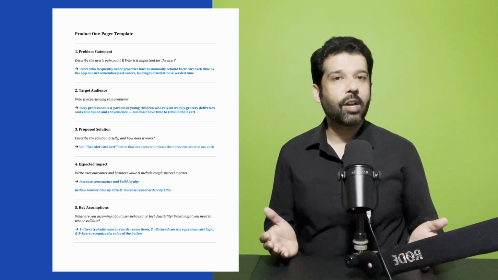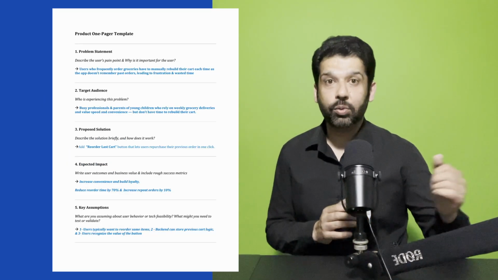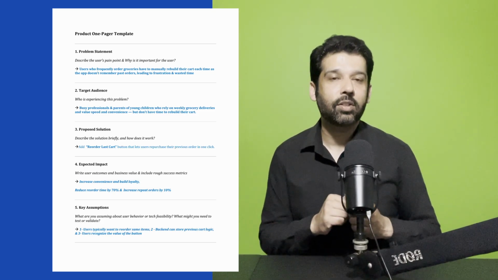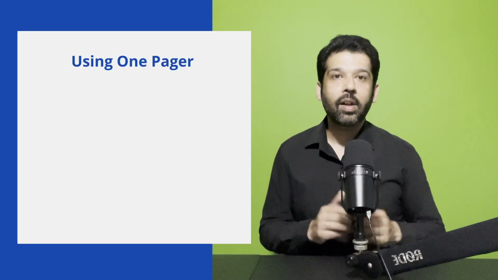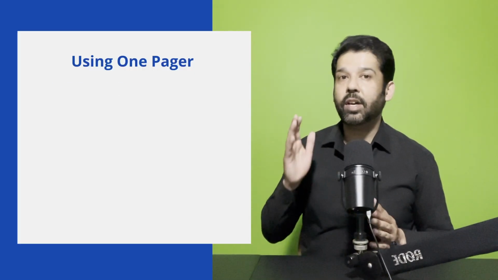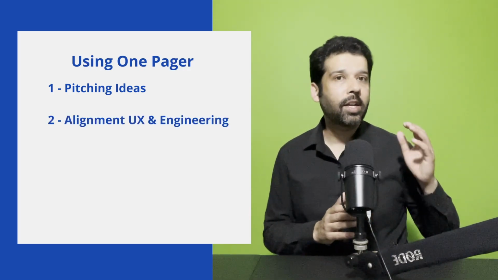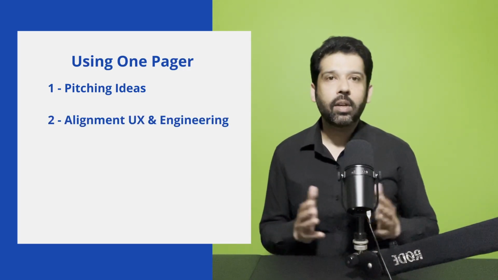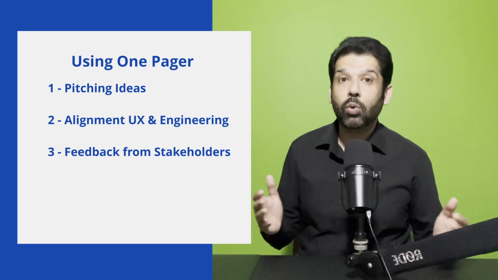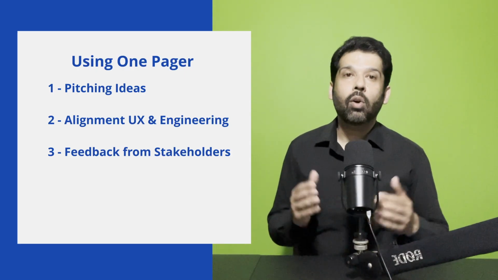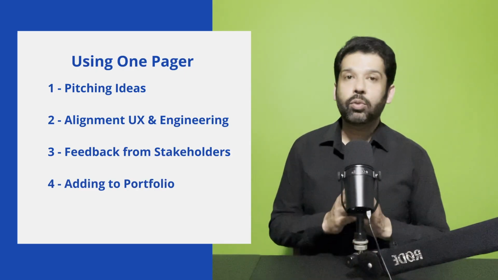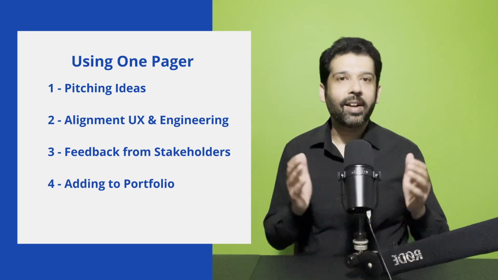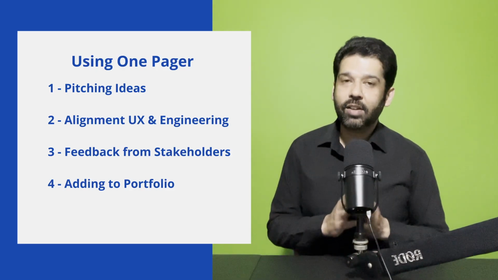And just like that, we have turned a common frustration in a grocery app into a focused and testable feature all within one page. This one pager can then be used for pitching ideas to your team or leadership, aligning with design and engineering before building, getting feedback from users or stakeholders early in the development cycle, or adding it to your product portfolio to showcase your product thinking. It is a small document, but a very, very, very powerful tool.